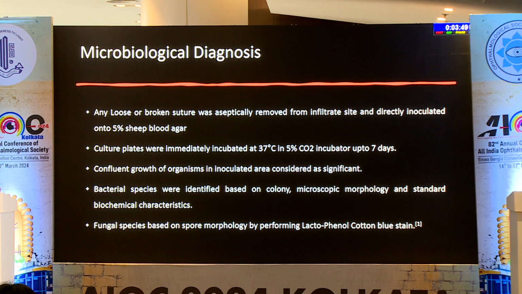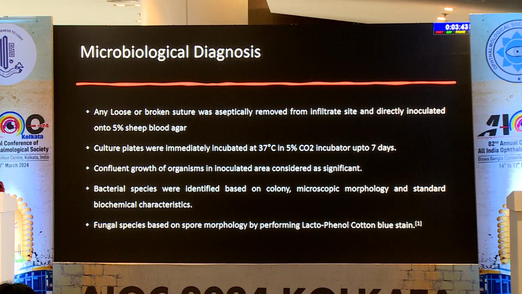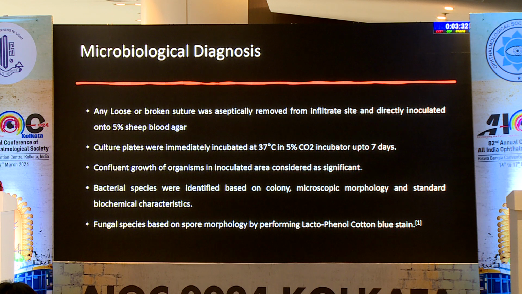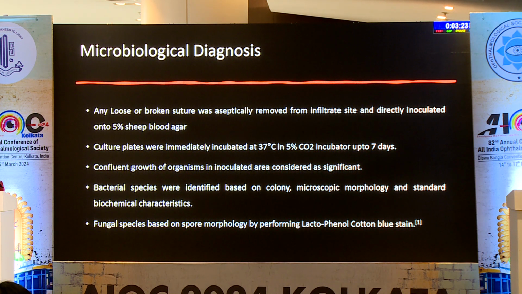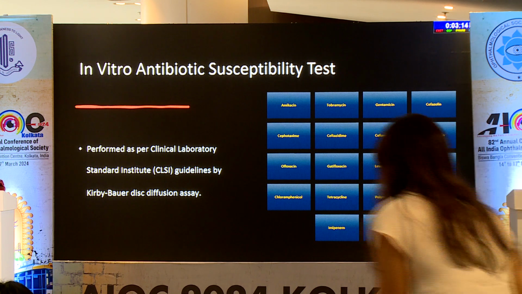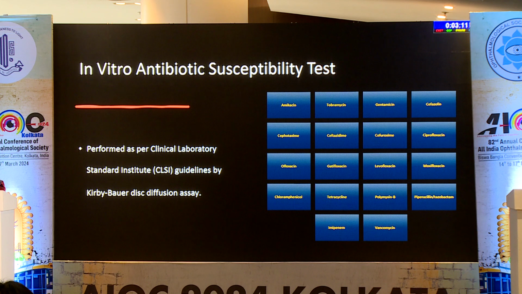After detailed slit lamp examination, any loose or broken suture was aseptically removed from the infiltrate site and directly inoculated onto 5% sheep blood agar, and culture plates were immediately incubated at 37 degrees Celsius in a 5% CO2 incubator for up to 7 days. Confluent growth of organisms in the inoculated area was considered significant. Bacterial species were identified based on colony and microscopic morphology and standard biochemical characteristics. Fungal species were identified based on spore morphology, performing lactophenol cotton blue stain. In vitro antibiotic susceptibility tests were performed as per CLSI guidelines by Kirby-Bauer disc diffusion assay, and it was done mostly for commonly used antibiotics.